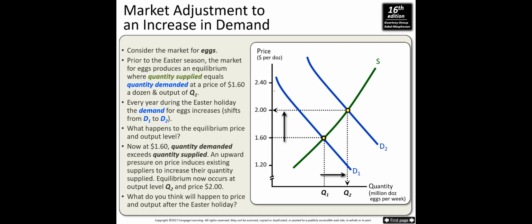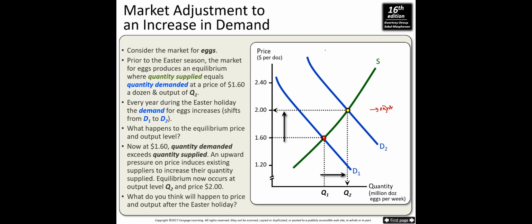Consider the market for eggs. Prior to Easter season, the market for eggs produces an equilibrium where quantity supplied equals quantity demanded. So let's say you are here before Easter: $1.60, Q1 is produced. Every year during the Easter holiday, the demand for eggs increases, shifting from D1 to D2. Why is it a shift? Because remember, if anything changes other than the price of the egg itself, which in this case is Easter, it shifts the demand curve. An increase in demand is represented by a right shift. So you are going to shift the demand curve to the right. What happens to the equilibrium price and output level?